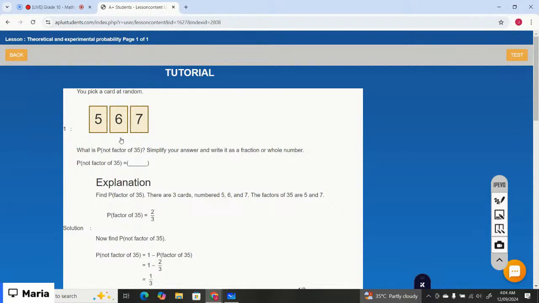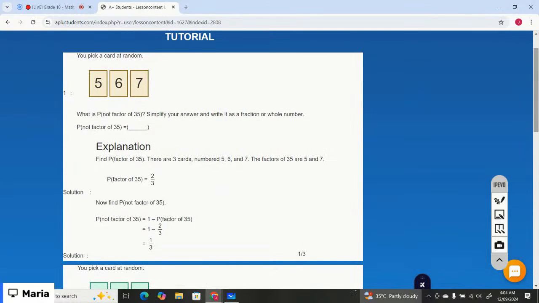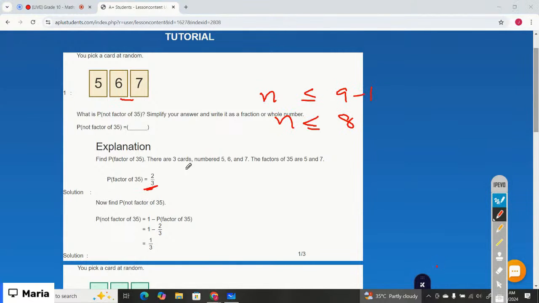You pick a card at random. You are given the cards, they are 5, 6, and 7. What is the probability not a factor of 35? You need to find a probability of not a factor of 35, right? So we have three cards here, they are 5, 6, and 7. Now the factors of 35 are 5 and 7, right? So first calculate the probability of factors of 35. Out of the three, two of them are the factors of 35. So the probability of a factor of 35 is 2 out of 3.